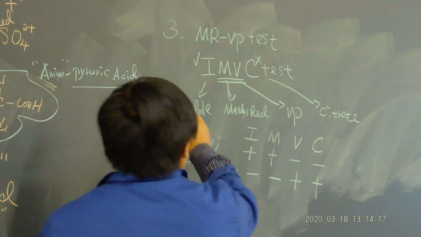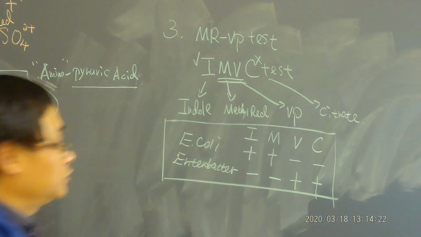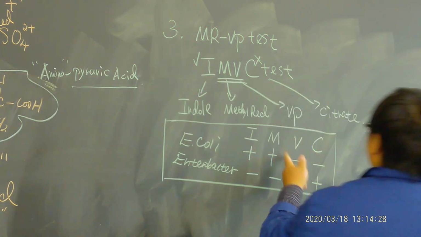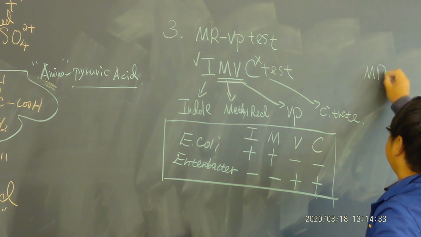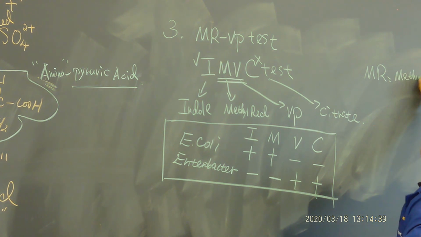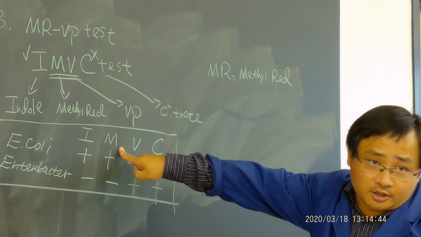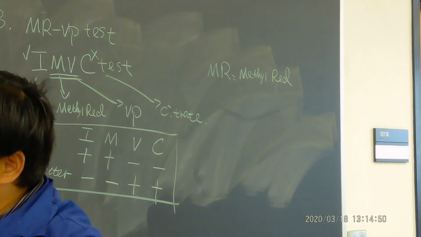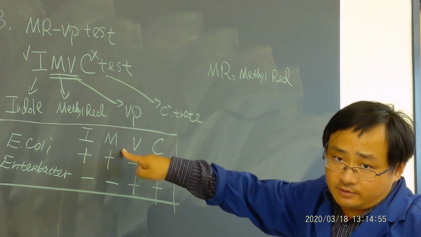So that's why this test is important in the food industry, because they can differentiate E. coli and Enterobacter. So we will do indole for the SIM test. We're not going to do citrate. Here we're going to do MRVP. So what is the MR test? This is called the methyl red test. Now make sure you understand that this M is not motility. In the SIM test, M is motility. Once you have MRVP or IMViC, this M is methyl red.